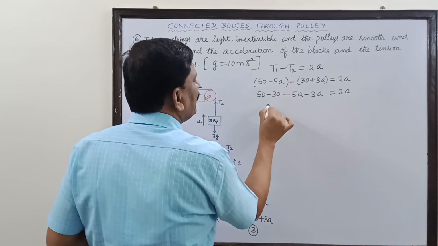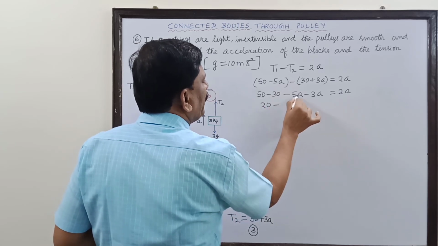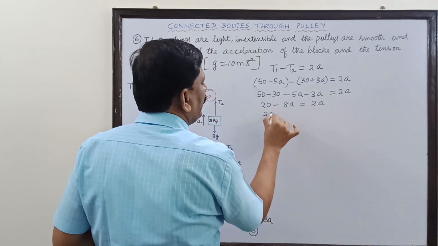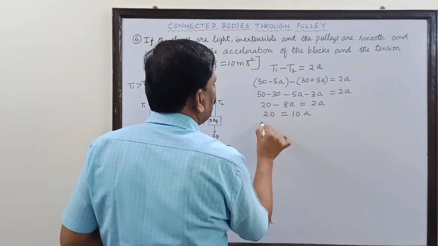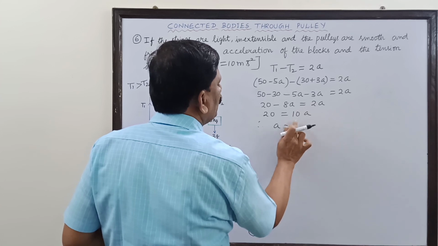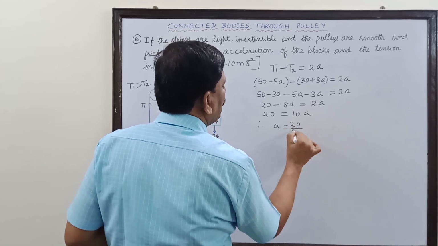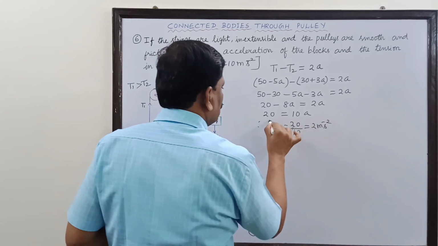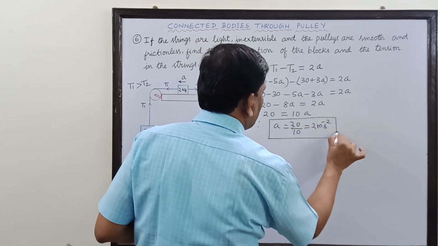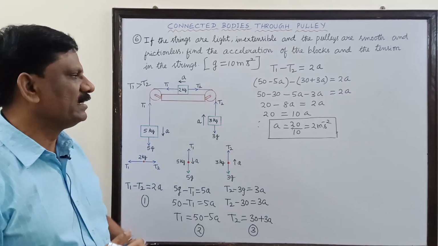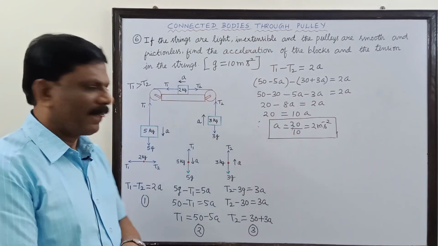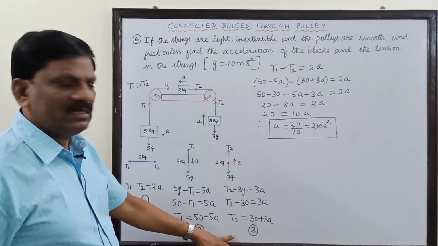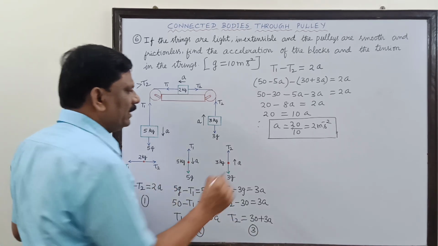So, 50 minus 30 is 20. 20 minus 8A is equal to 2A. So 20 is equal to 10A. Therefore, A is equal to 20 divided by 10. So this is 2 meters per second square. So first we have determined the acceleration of all the 3 blocks, that is equal to 2 meter per second square. Then I am going to substitute the value of A in equations 2 and 3. So we can get the values of T1 and T2.